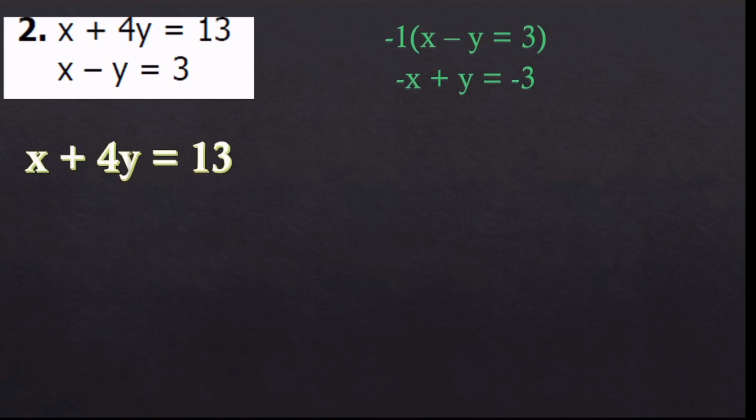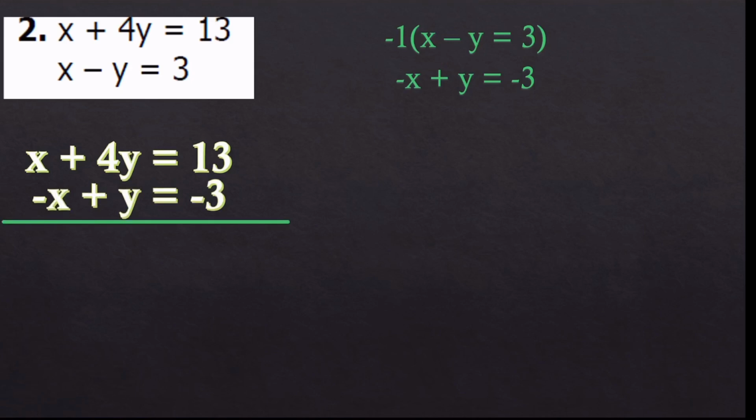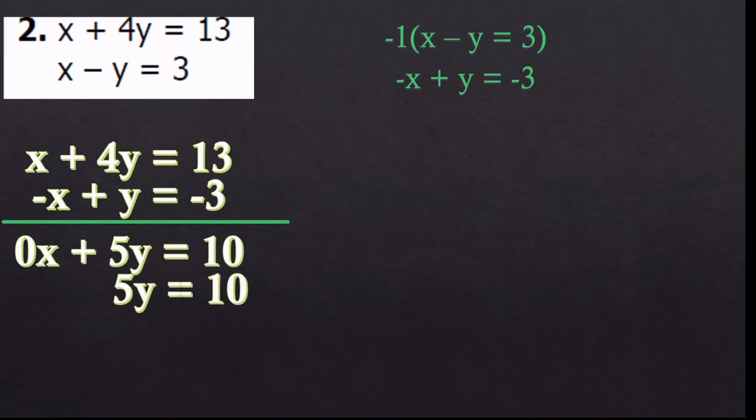I can then take the original one and my new one and add them. Because watch what happens. My x's cancel out, my y's become 5, and my constants become 10. Remember, 0x, we don't write it, so it's really just 5y equals 10. I divide both sides by 5 to get y equals 2.